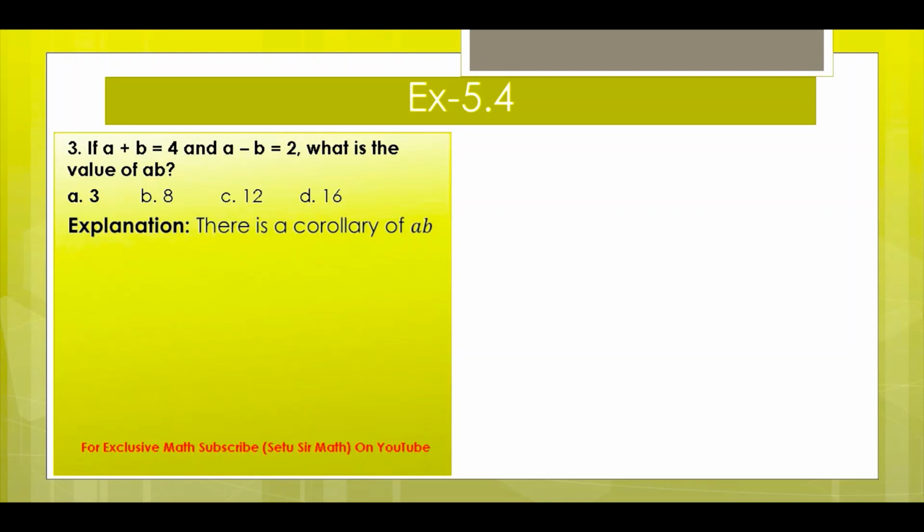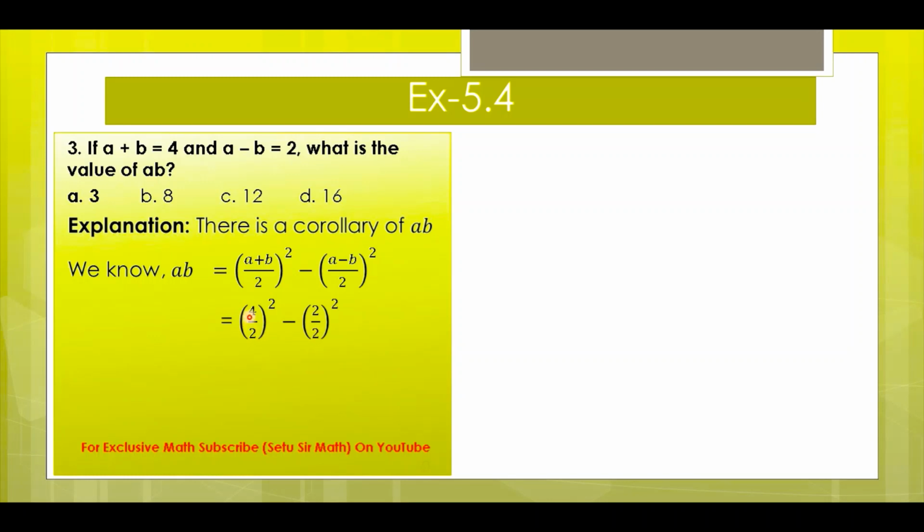There is a corollary of ab. Already you have learned it. So what is that corollary? We know ab equals (a plus b by 2) whole square minus (a minus b by 2) whole square. Now we just put in the values of a plus b and a minus b, and we will get the answer. So instead of a plus b, we can write 4, as you can see in the given option, a plus b equals 4 and a minus b equals 2.